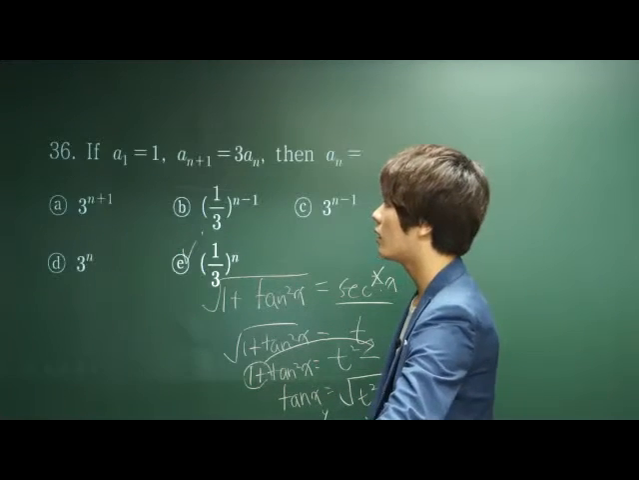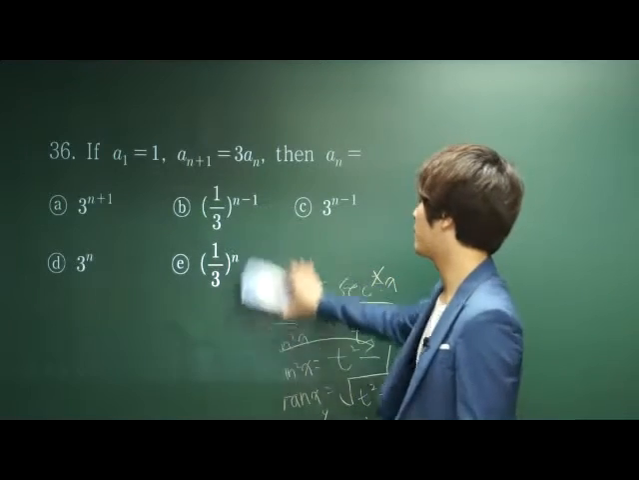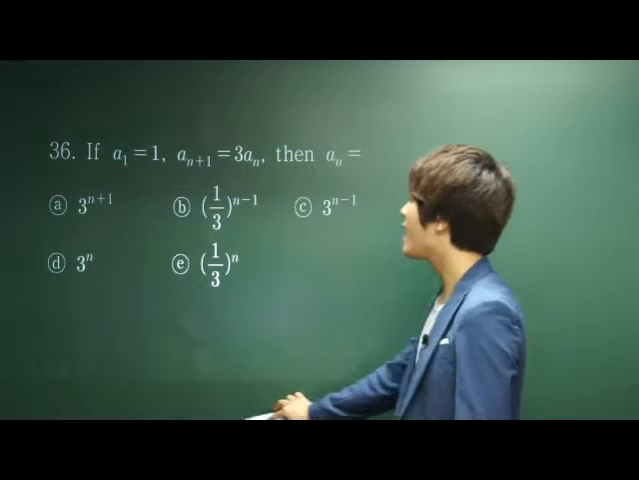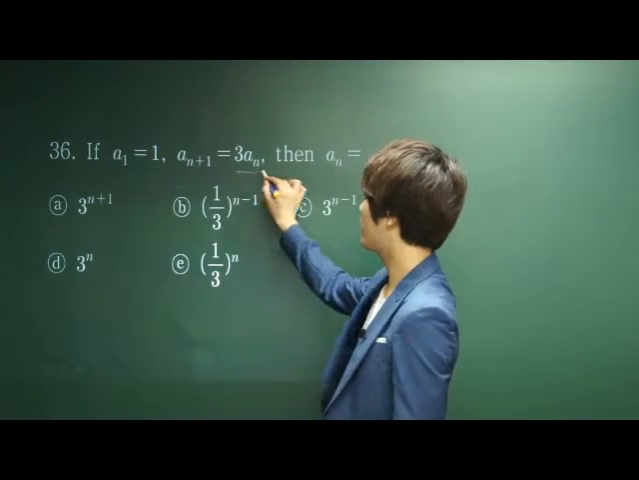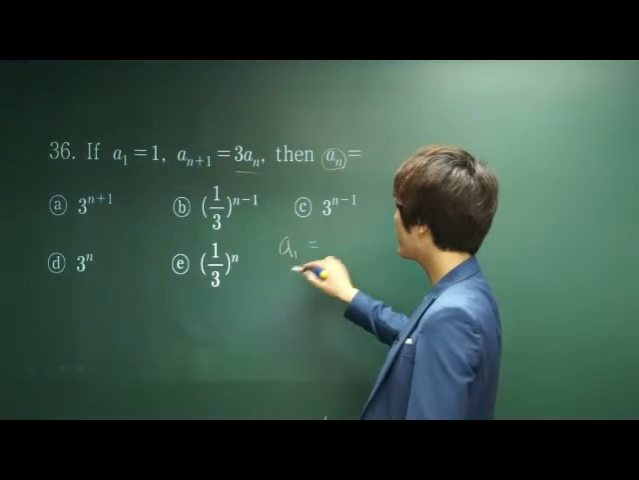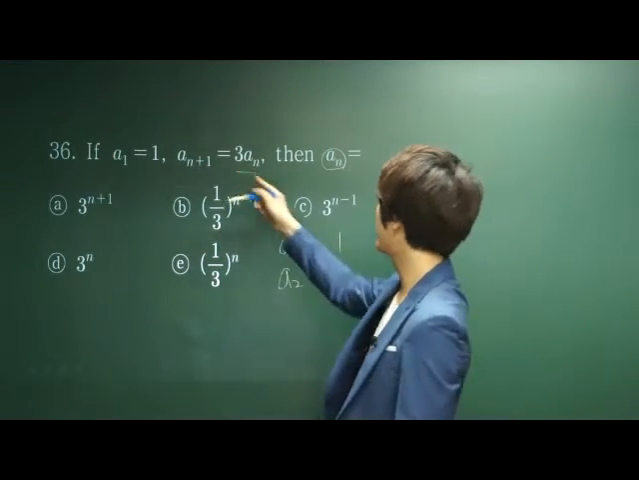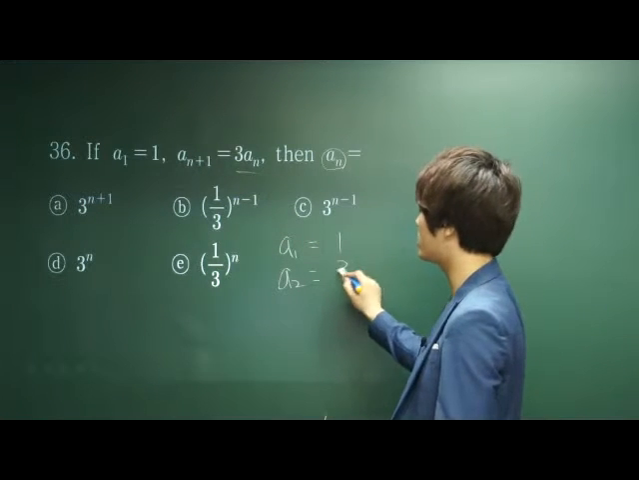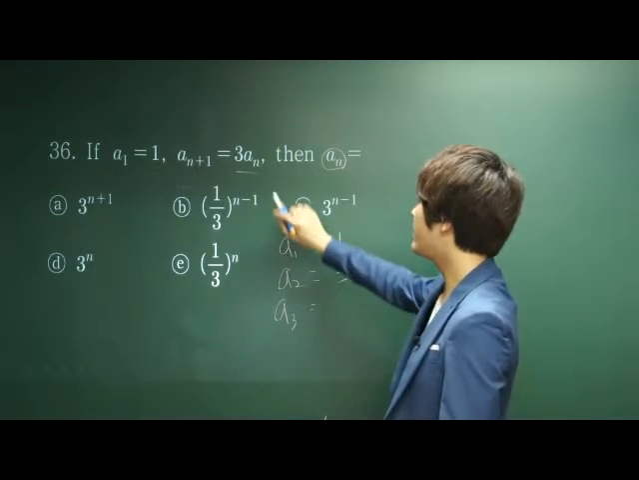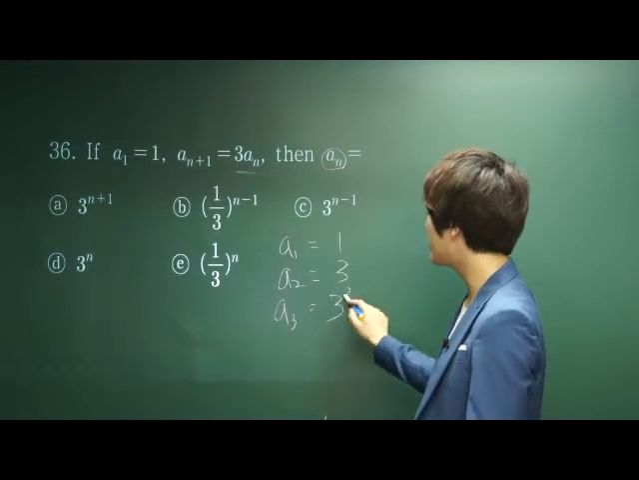Okay? Let's move on. Number 36. If the first term of the sequence is equal to 1, and we're given a sub n plus 1 is equal to 3 a sub n. Okay, then a sub n is, we're given a, the first one is 1. A, the second one, is equal to 1 times 3, which is 3. What about a, the third term? Third term is 3 times the previous term, in this case 3 times 3. Therefore, it gets 3 to the second power.